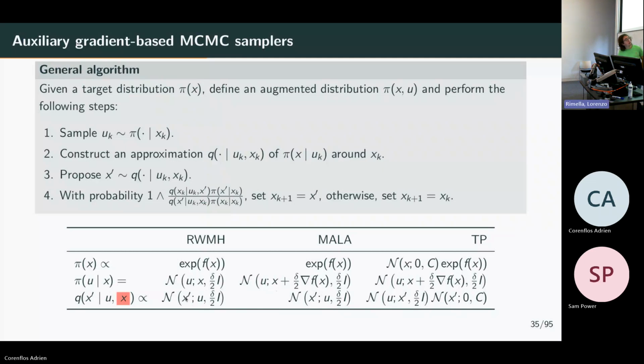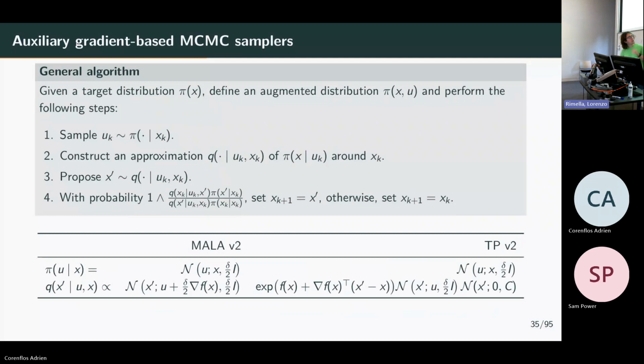A fairly interesting observation is that the proposal distribution does not depend on x. So if you have sampled u, then you have independent proposals, which means that you can, for instance, do multi-try MCMC at zero cost. It's a fairly nice property.